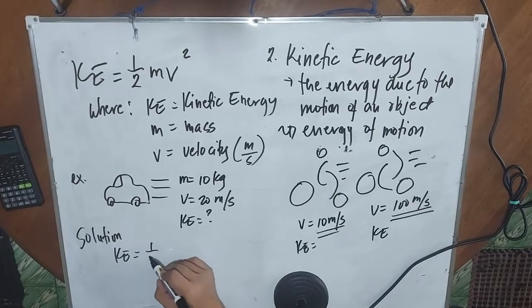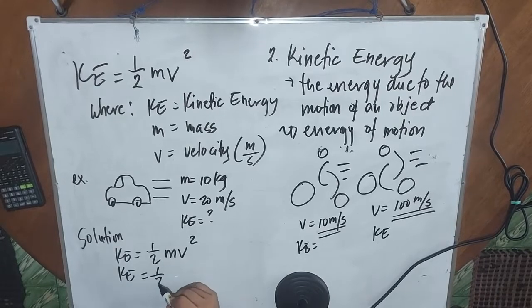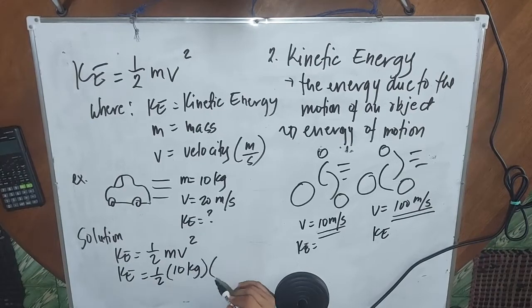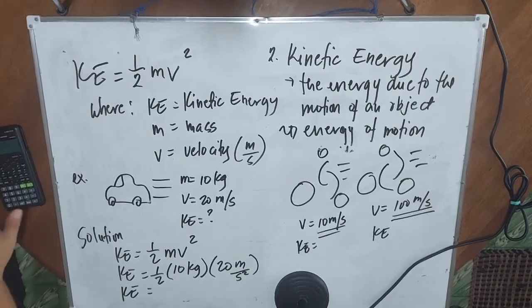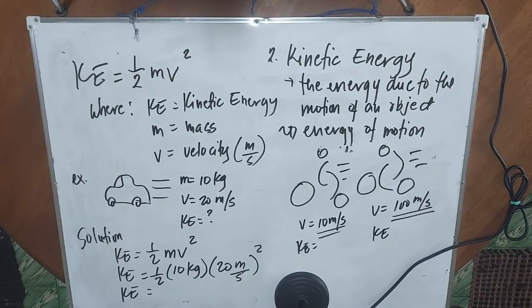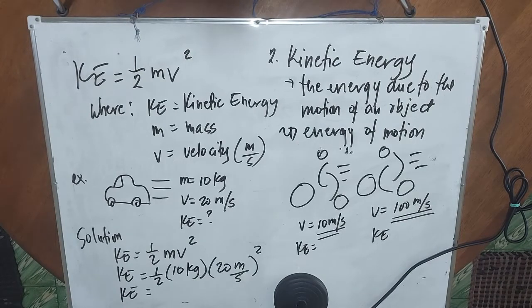kinetic energy would be equal to 1 half times mv squared. So, KE would be equal to 1 half of the mass, that's 10 kilograms, times 20 meter per second squared. Okay? So the kinetic energy would be equal to 10 times 20 squared, divided by 2, equal to 2,000.